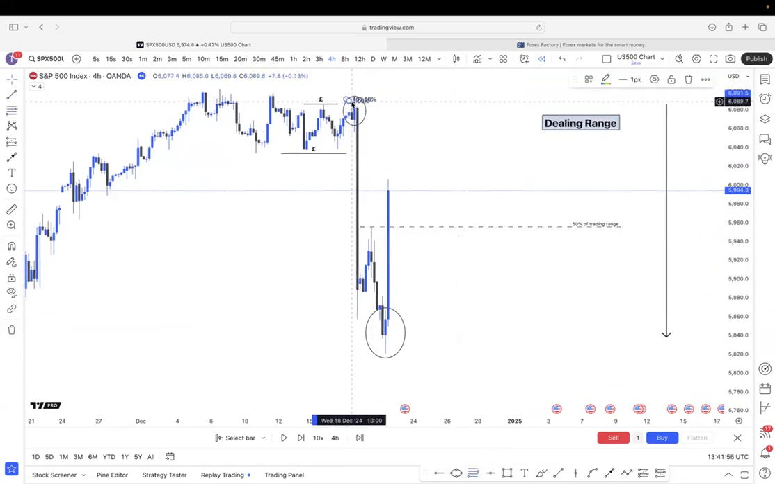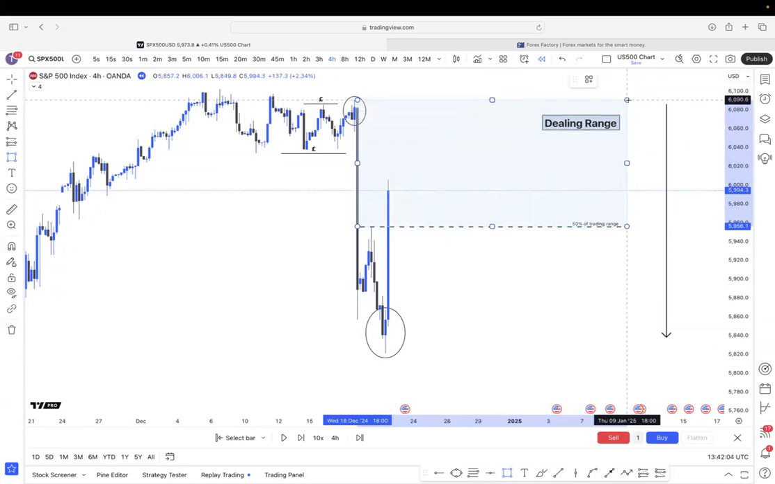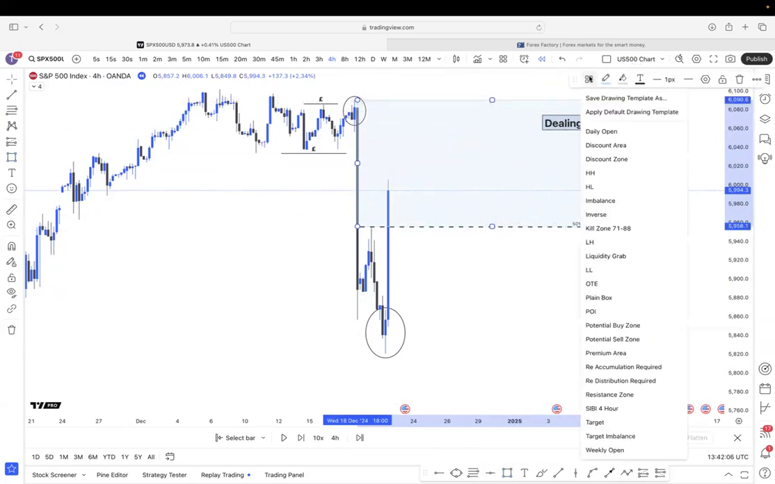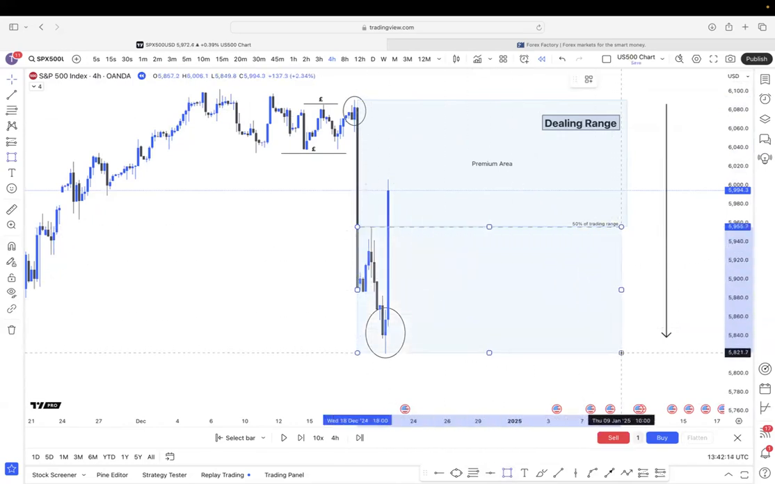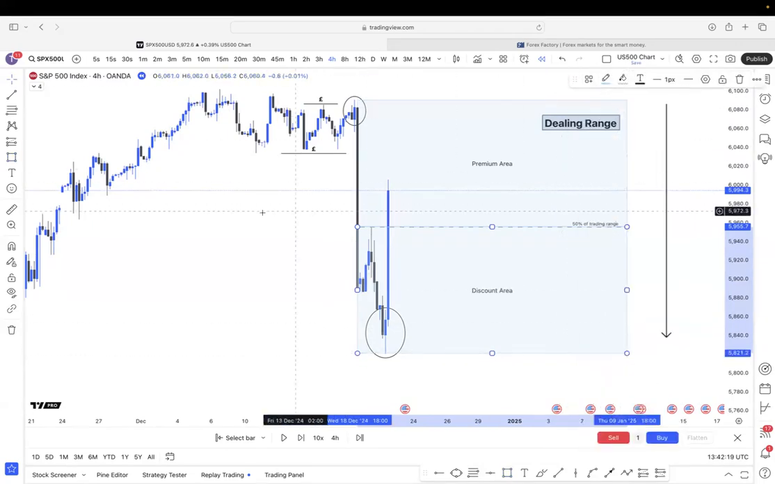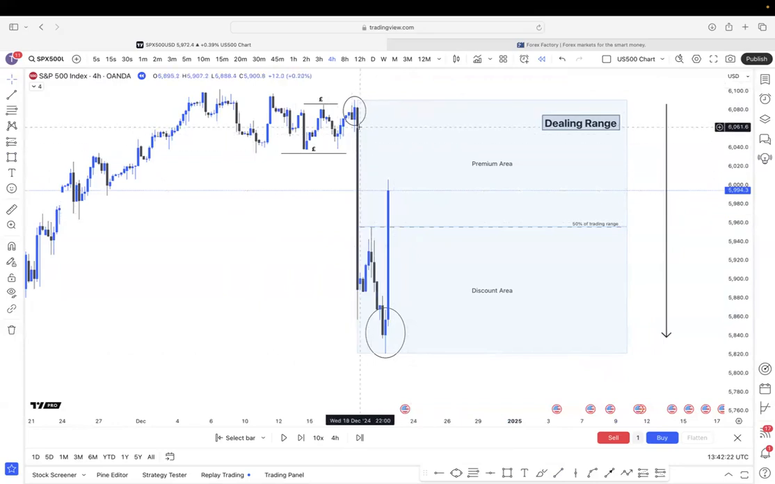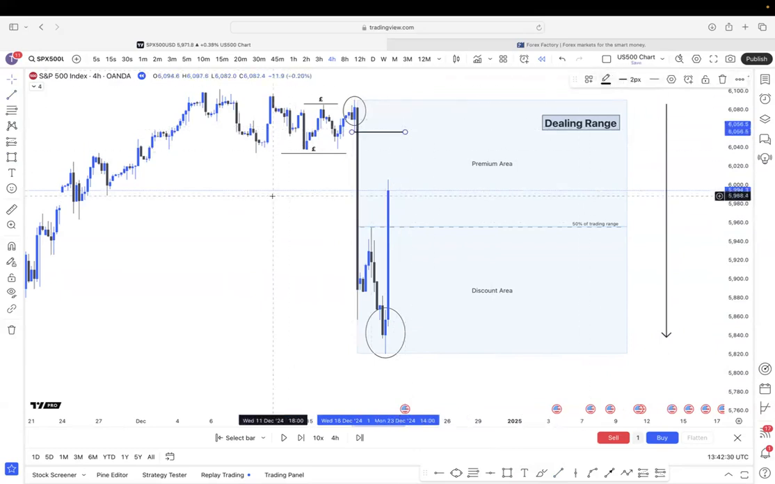So we've now measured it. I don't want to measure it again, but we are now looking for opportunities inside this area right here, and I've measured from 50% all the way to the top because that is a premium area. And in this valid trading range, from 50% to the bottom right here is going to be your discount area. So you can see a very, very large area of inefficient price action from that level right here all the way down to this level here.